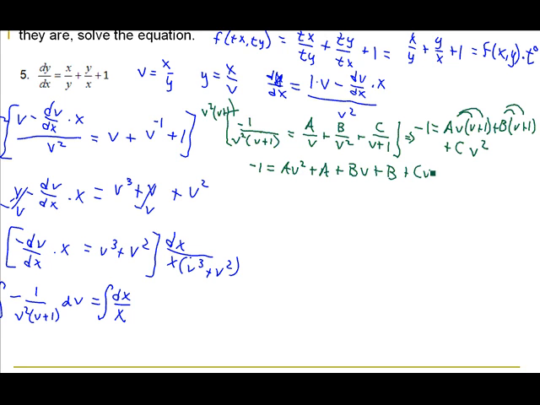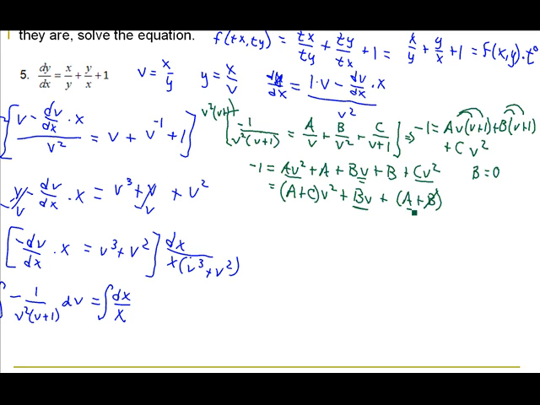And then plus c v squared. So let me combine my like terms. On my v squared terms I have a plus c. I only have one v term, bv, and then on my constant terms I have a plus b. So I'll start with my v term. On the left side we don't have a v term, and so I know that b is equal to 0.